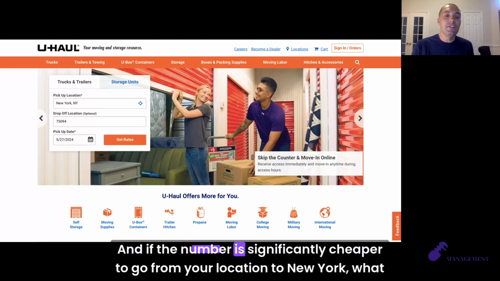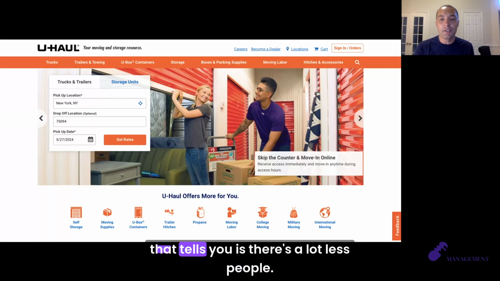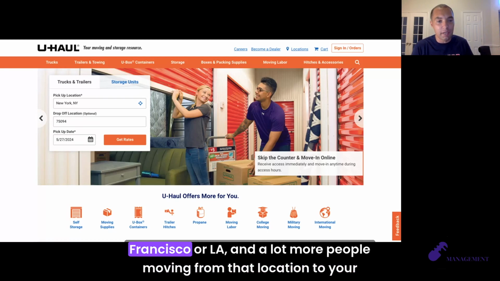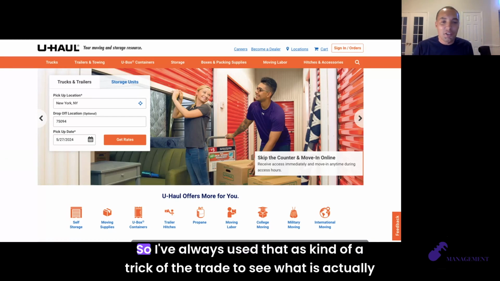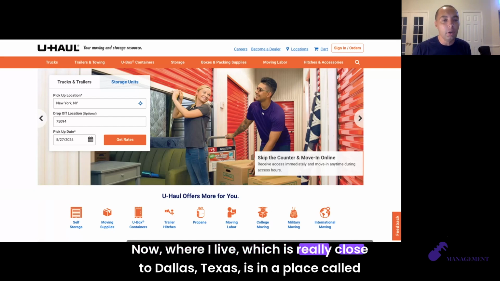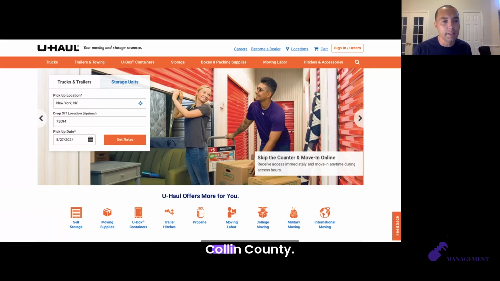And if the number is significantly cheaper to go from your location to New York, what that tells you is there's a lot less people going from your location to a big city like New York, San Francisco or LA, and a lot more people moving from that location to your location. So I've always used that as a trick of the trade to see what is actually happening in my local market. Where I live, which is really close to Dallas, Texas, is in a place called Collin County. The zip code is 75094.